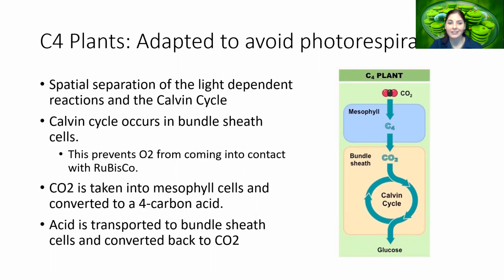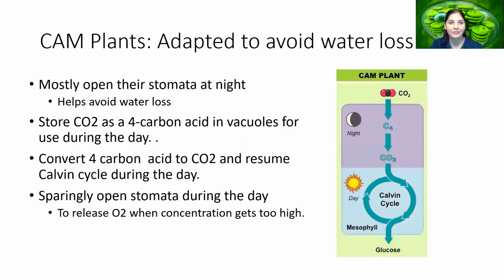So carbon dioxide is then taken into mesophyll cells and converted into a 4-carbon acid. Now this acid is then transported to the bundle sheath cells, and it's converted back into carbon dioxide, which can then be used by the rubisco enzyme.